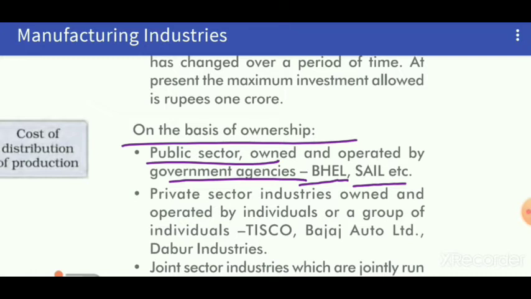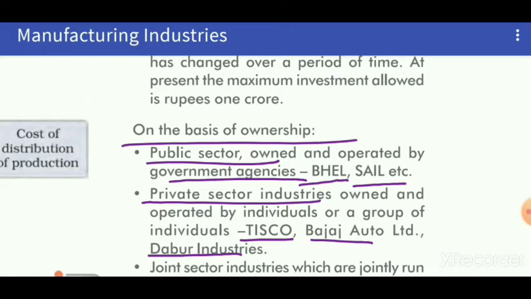The second one is private sector industries. Private sector industries are those industries which are owned and run or controlled by an individual or a group of individuals, like Tisco, Bajaj Auto, Dabur Industries, and another example you can say is Reliance. So all these industries are examples of the private sector.